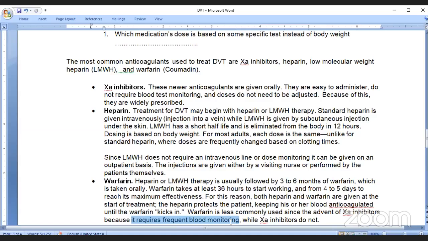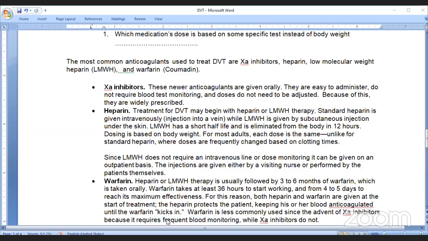What you need to do is match the keywords. Our keywords are matching here in standard heparin. Unlike for standard heparin, where... this 'where' is referring back to what? Low molecular weight heparin or standard heparin? This 'where' is referring back to standard heparin: standard heparin, where doses are frequently changed based on clotting times. So I will go for standard heparin. This is the most appropriate.